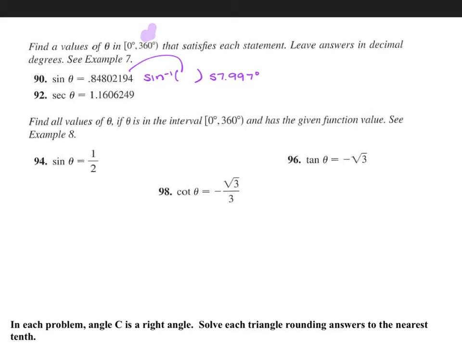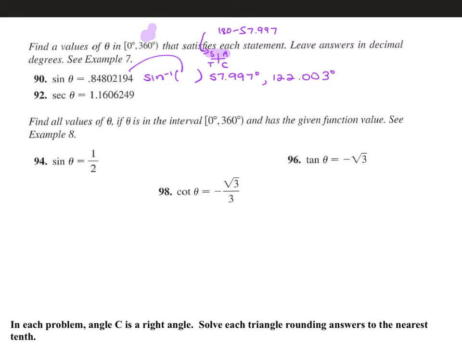And I get 57.997 degrees. Now that's in the first quadrant, so you also have to use, all students take calculus, to determine where else sine is positive. That's in the second quadrant. So I'm going to include that 57.997, but then I'm also going to do, because the second quadrant, 180 minus that value, to get the second angle, which would be 122.003.